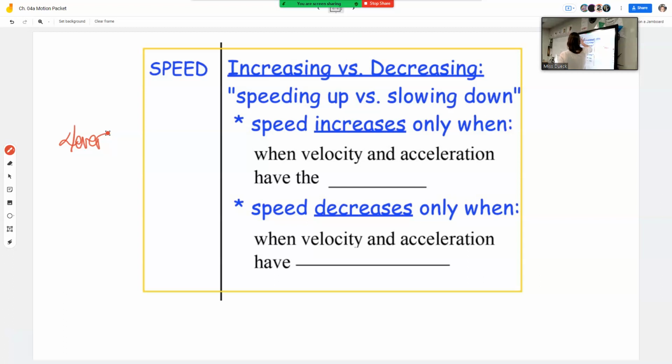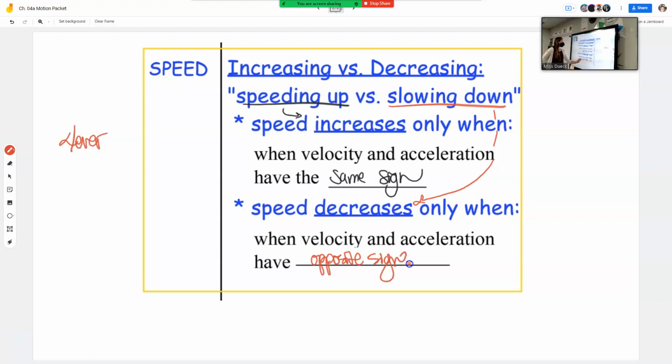But the key of speeding up versus slowing down, it's not as intuitive as you think unless you can put yourself in a situation and a scenario. The key idea is that speed will be increasing, and thus speeding up, whenever velocity and acceleration have the same sign. Whereas an object, a particle, whatever, will be slowing down, speed decreasing, when velocity and acceleration have opposite signs, different signs. Which starts to make things confusing.